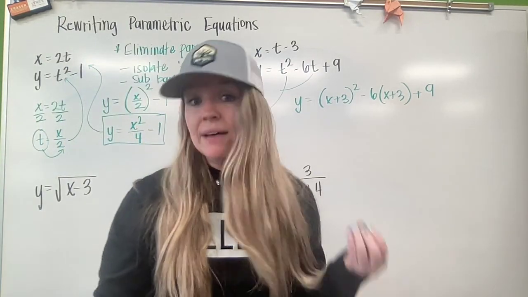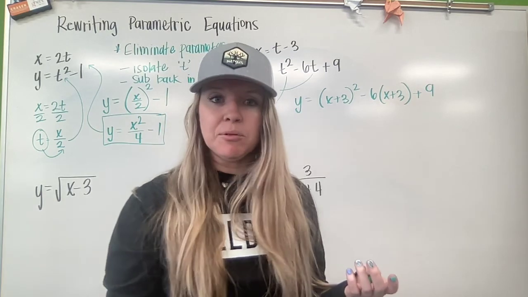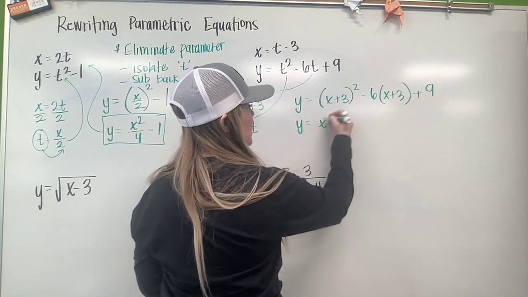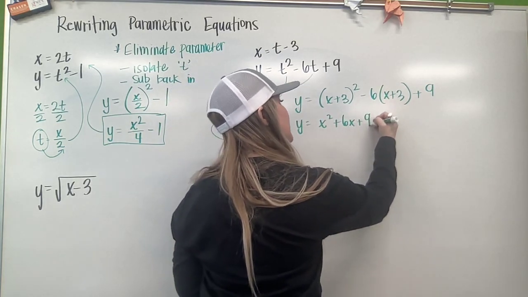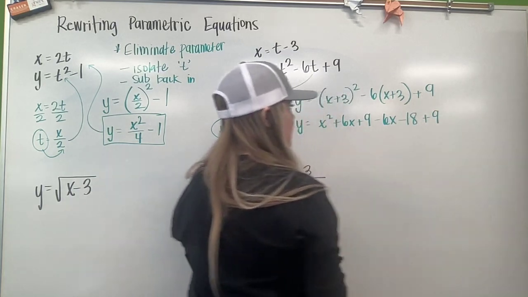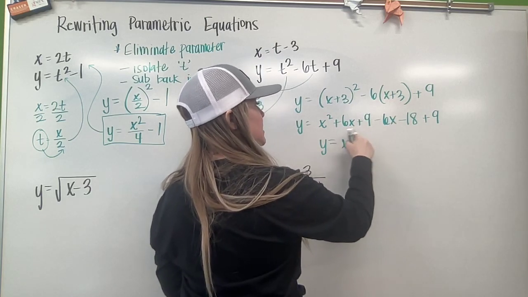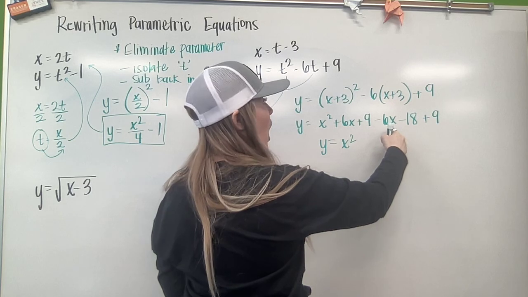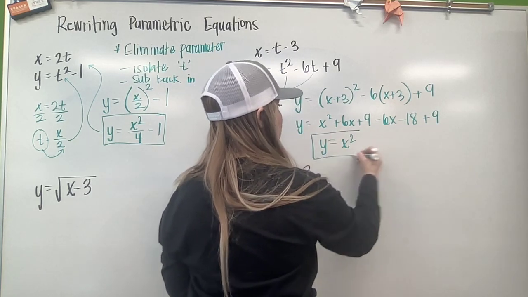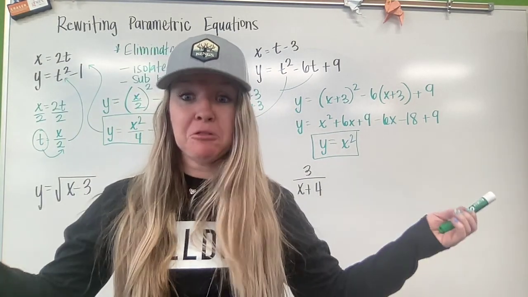Technically, at this point, you have eliminated your parameter. This is a rectangular function, but I'm going to go ahead and simplify it just because it's going to look a little bit nicer. So this is going to give me x squared plus 6x plus 9 minus 6x minus 18 plus 9. So we have x squared, my 6x minus 6x, that's gone. And then my 9, so I'm left with y equals x squared. Huh, that's pretty simple. See how cool that is?